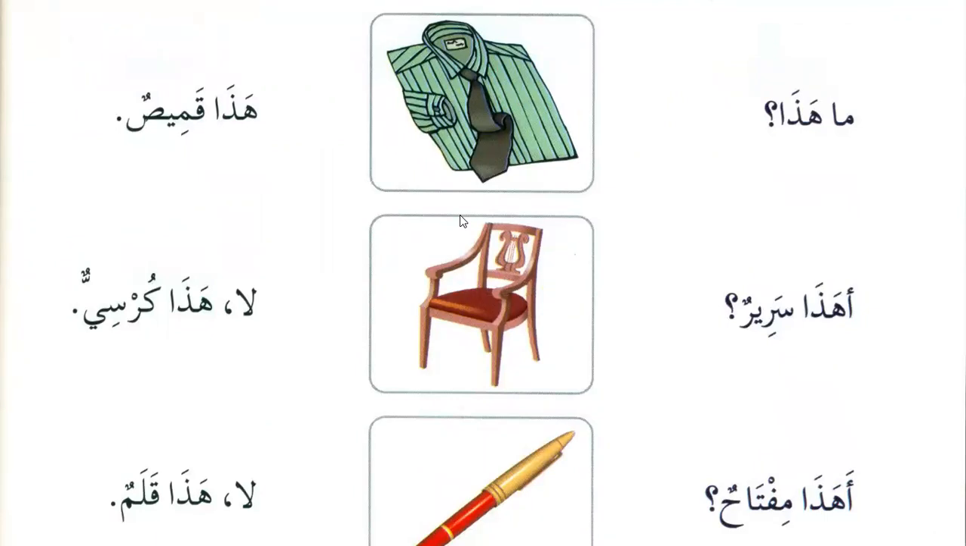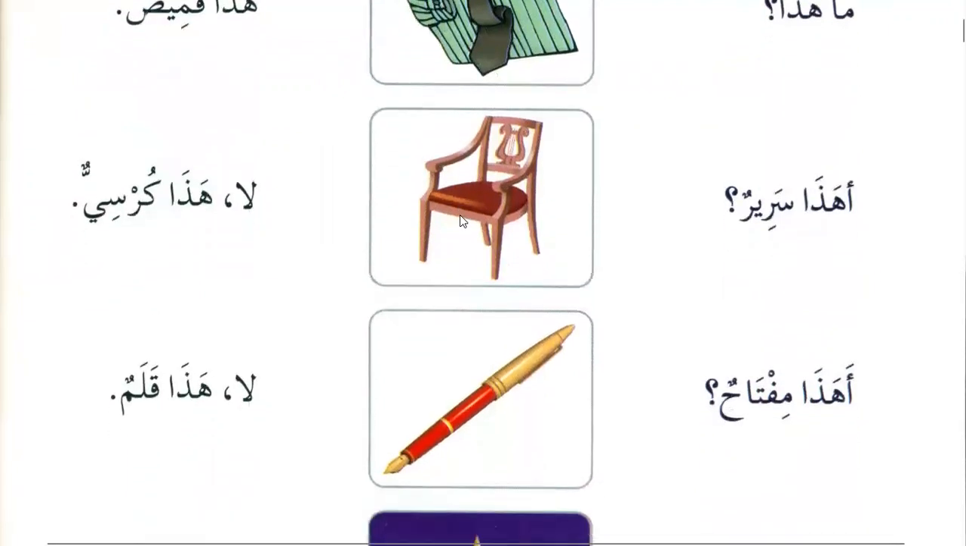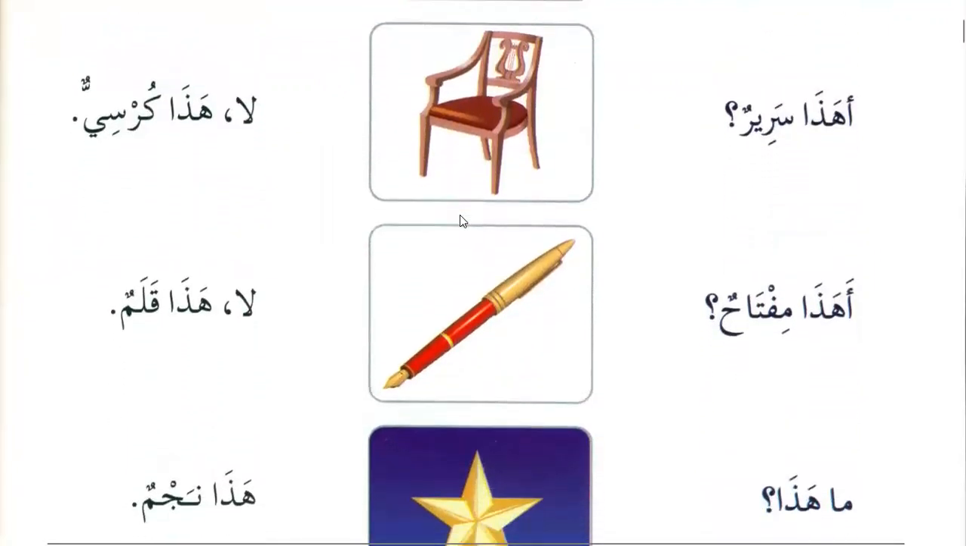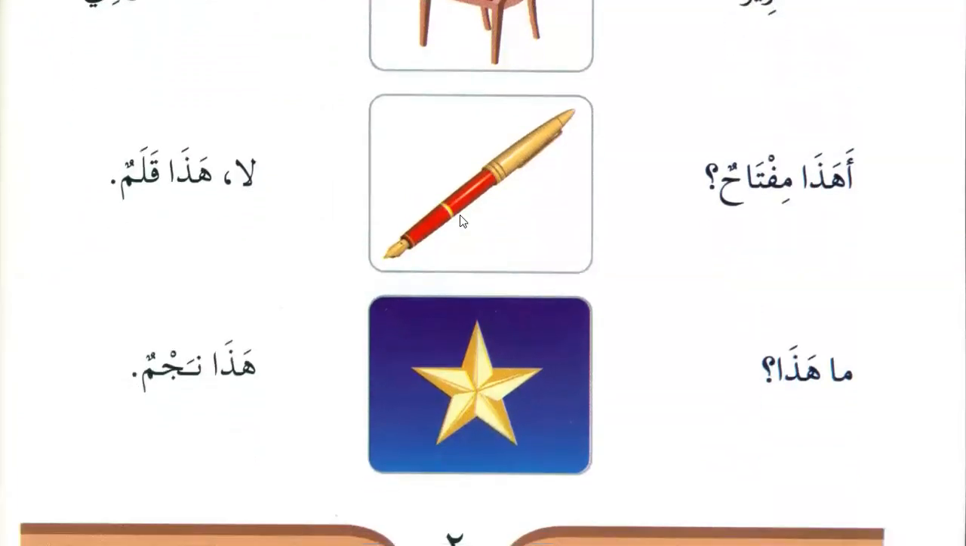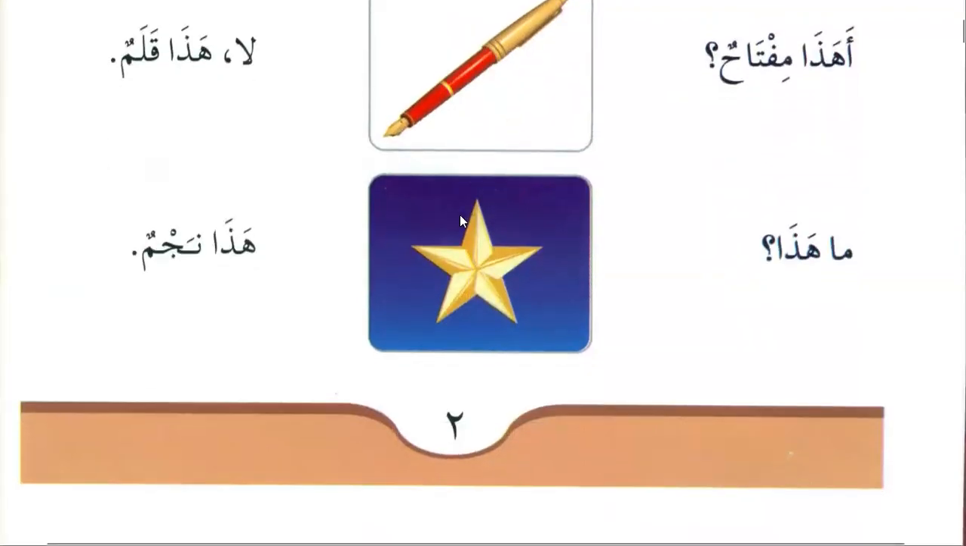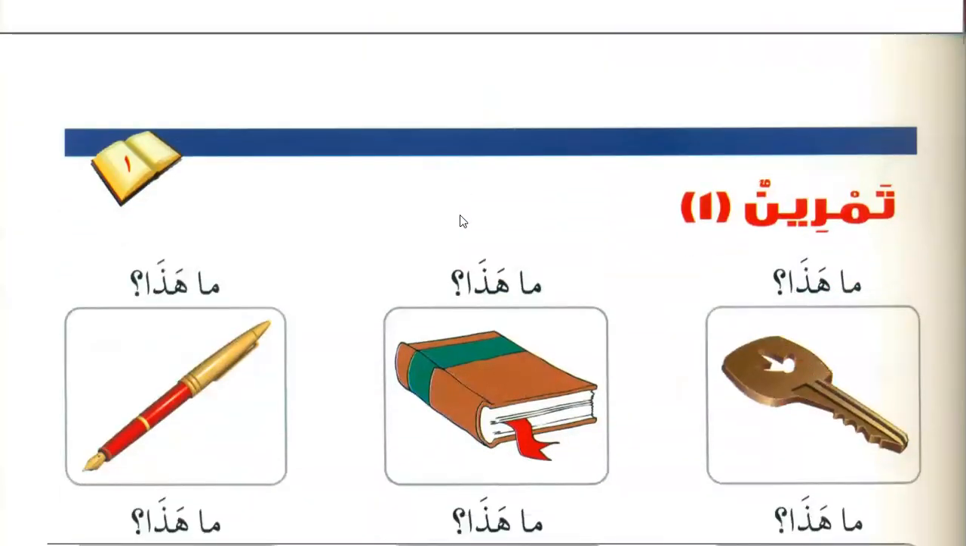Ahaza sarirun? This is a bed. La, haza kursiyun. No, this is a chair. Ahaza miftahun? Is this a key? La, haza qalamun. No, this is a pen. Ma haza, what is this? Haza najmun. This is a star.